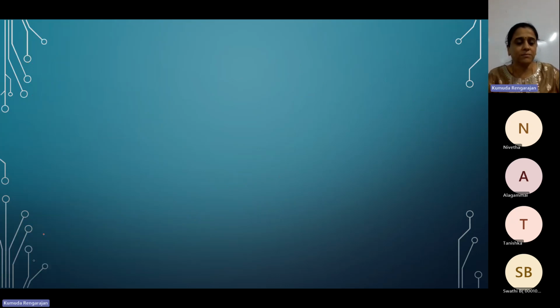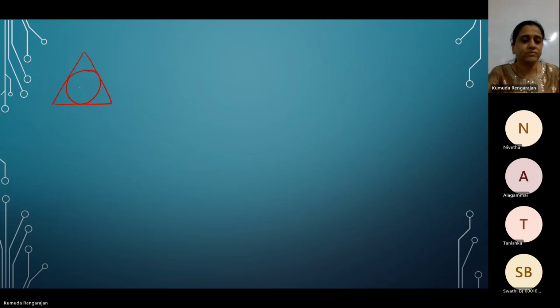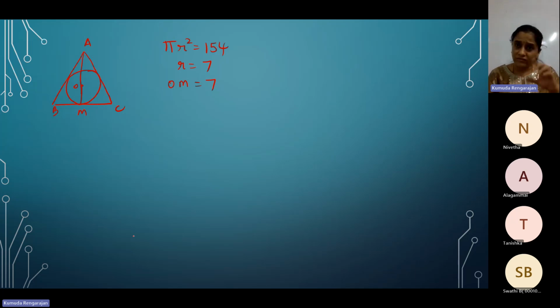We'll do it again. See here. Very simple. Maybe certain things are new, so it might seem difficult, but it's not. We have an equilateral triangle in a circle. We are given πr² is equal to 154, and we found r is 7. This is the center of the circle. Radius, triangle ABC, OM. So we know that OM is 7. Now AM is the altitude for the triangle. AM is also the median of the triangle. Now we'll first use the median.